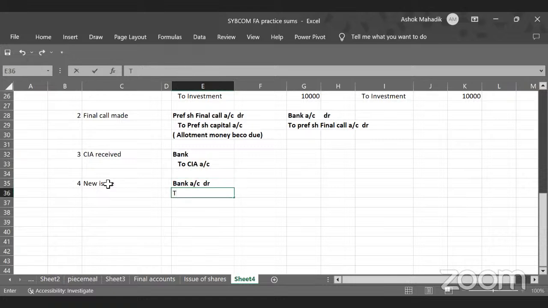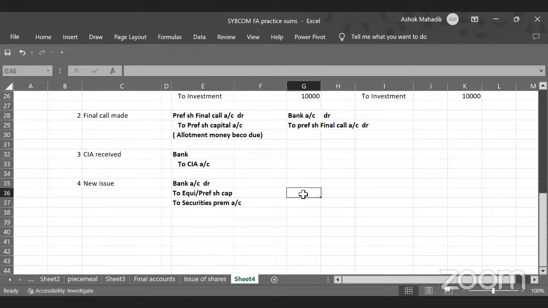to equity share capital or preference. Any issue is possible. Preferential capital. Sometimes shares may be issued at a premium, so it can be to securities premium account. So when you are making a new issue, the entry will be bank account debit to either equity or preferential capital, and if you are selling it for a higher price, to securities premium.